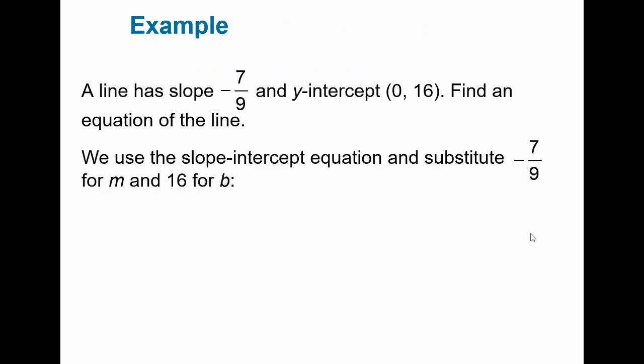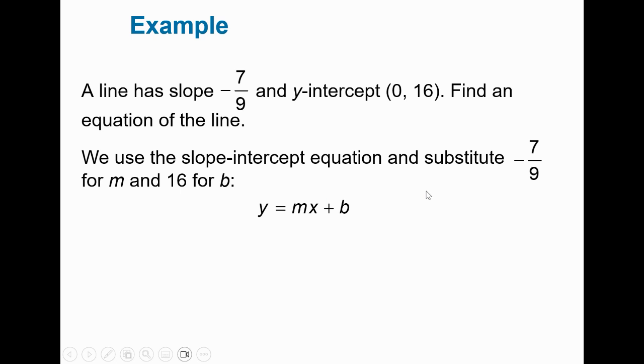We use the slope-intercept equation and substitute in place of m negative 7/9, and for the y-intercept, we're going to substitute in 16. Notice (0, 16) is just the ordered pair. This tells me it's on the y-axis, right? When it comes time to use the b value, we're just using the 16.